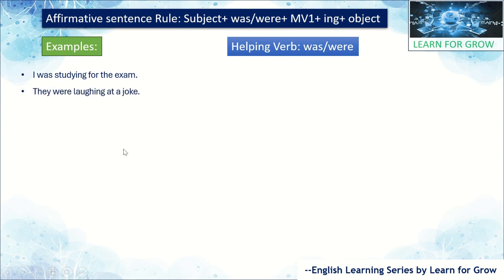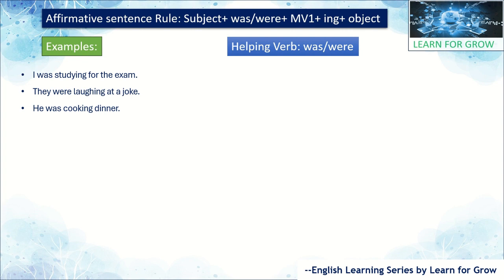Like that. Have one more example. They were laughing at a joke. Here they is a subject, were is a helping verb, laugh is a main verb form 1. At the main verb we place ing, and lastly a joke is the object, right? Like that only. I will read more examples now, okay? I hope you understood the concept of the affirmative sentence rules by comparing it with the structure, okay?